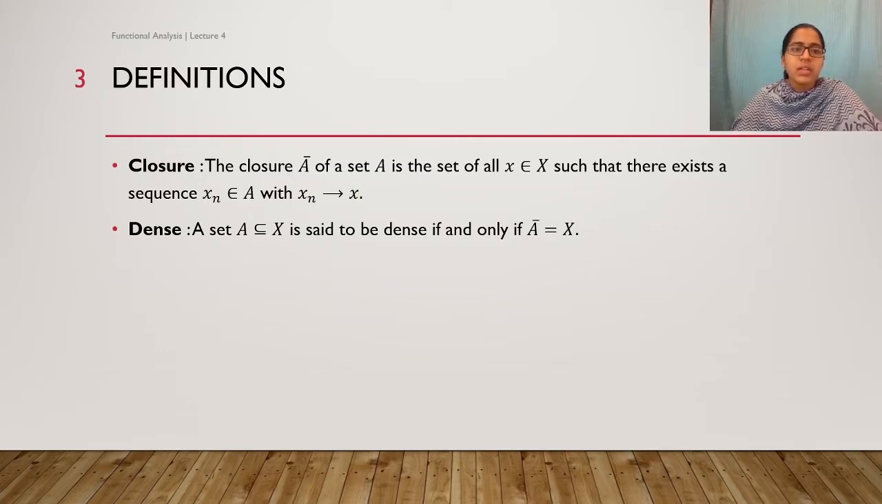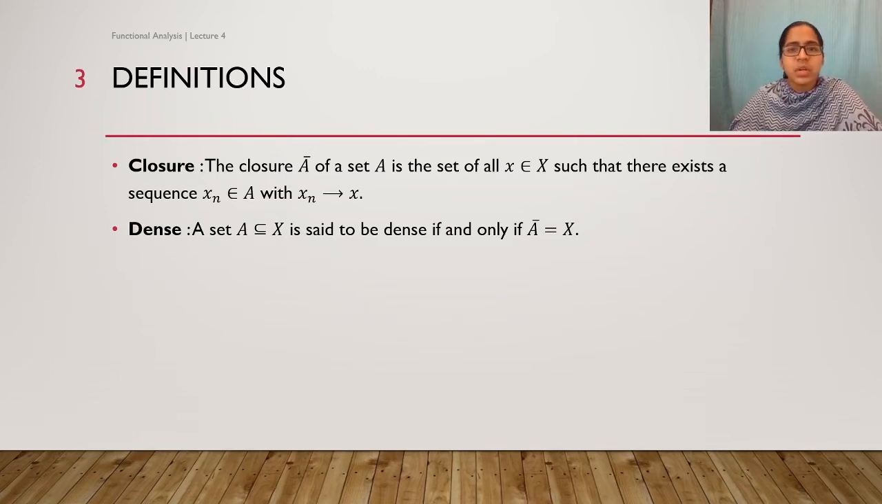Now next we'll define what is meant by closure. The closure, denoted by A dash, of a set A is the set of all x belonging to capital X such that there exists a sequence x_n belonging to A with x_n converging to x. So the closure is the collection of all limit points of that particular set. Next is the definition of dense set. A set A subset of X is said to be dense if and only if A closure equals X.